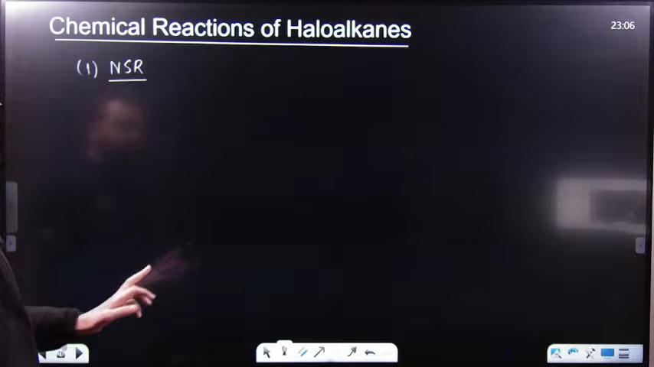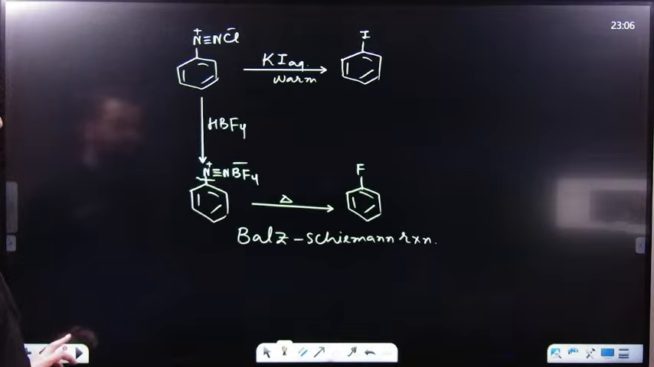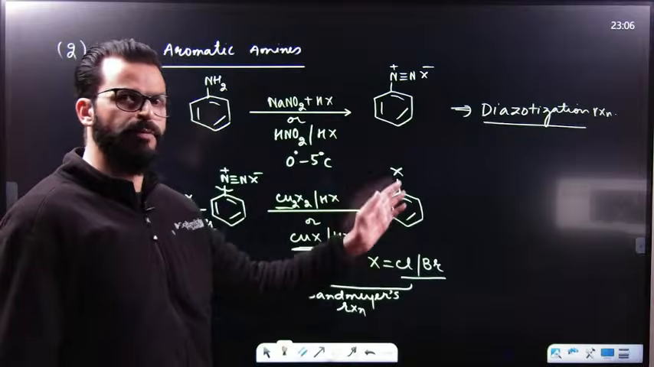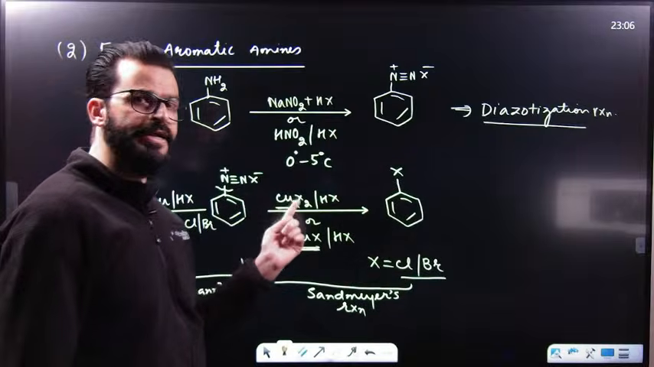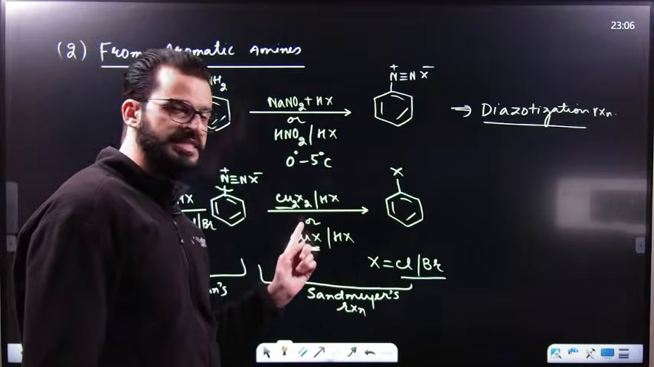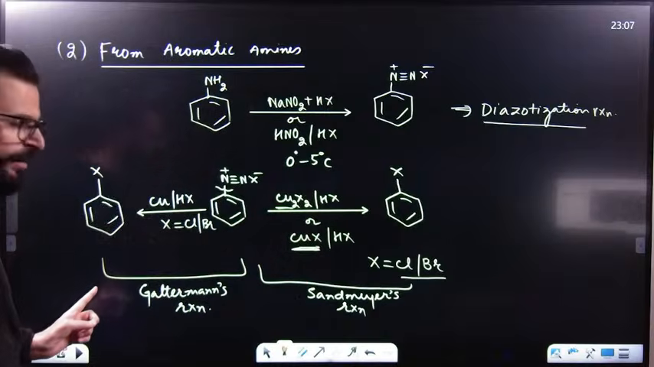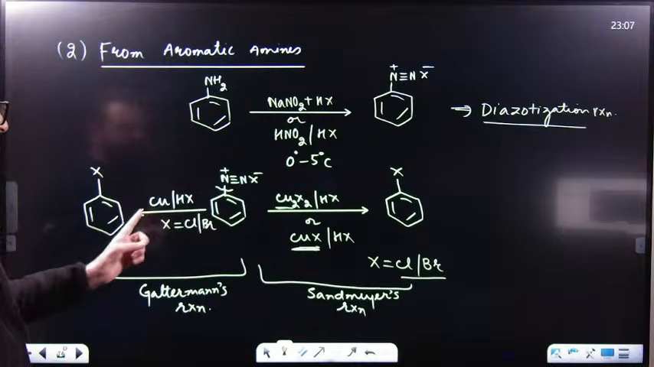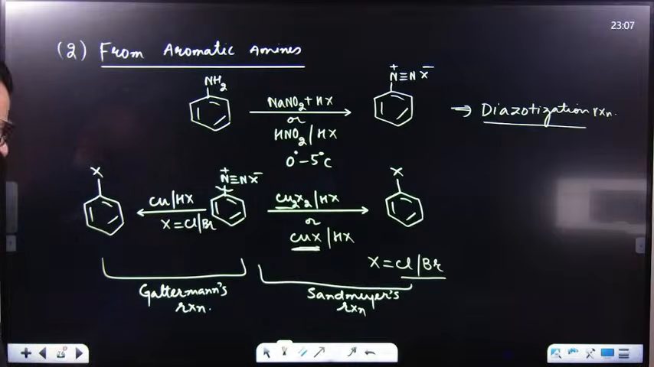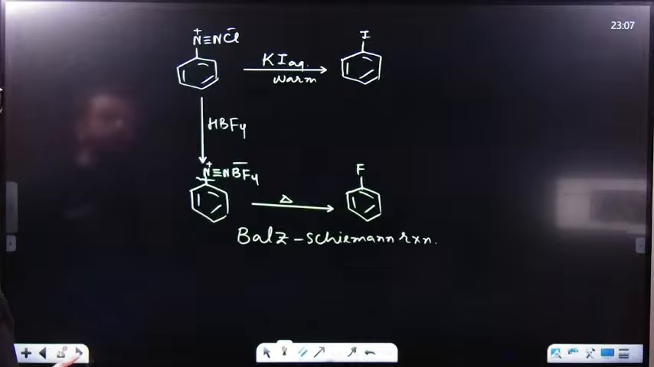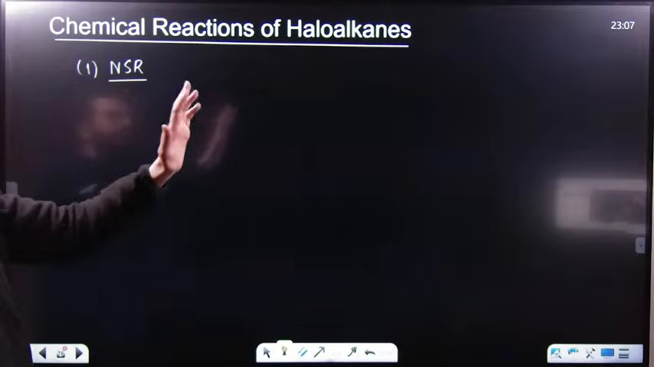During Sandmeyer's reaction, chlorobenzene or bromobenzene will be formed from benzene diazonium salt by treating it with cuprous halide and HX, and during Gattermann reaction, chlorobenzene or bromobenzene will be obtained by treating benzene diazonium salt with copper and HX. After that, we have the chemical reactions of haloalkanes.